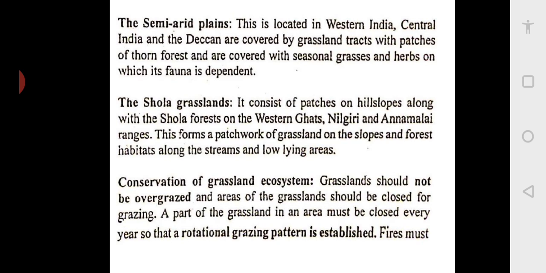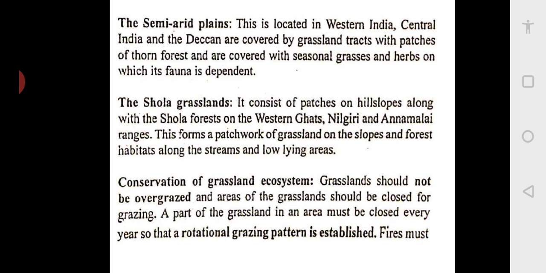So it consists of patches of hill slopes along the Shola forest on the Western Ghats, Nilgiri and the Annamalai ranges. Annamalai is in South India. Western Ghats is where Karwar, Goa and all this comes under the Western Ghats. And even Nilgiri is in the southern part of India. This forms a patchwork of grassland on the slopes and forests of forest habitats along with the streams and low-lying areas.